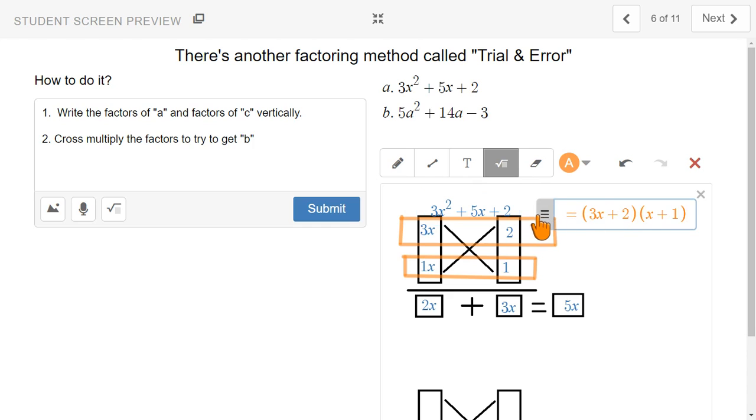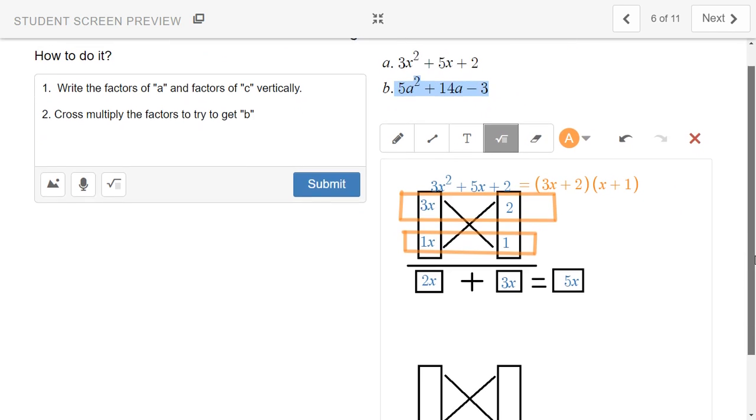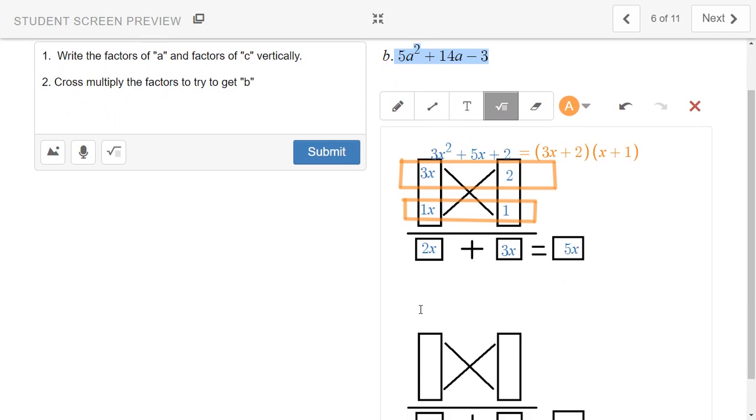Now this method looked pretty easy for this question, but sometimes it will take a little more work because the factors don't work out so nicely. And this is why it's called trial and error. We have to try and see which ones work. So let's do another example using this method.